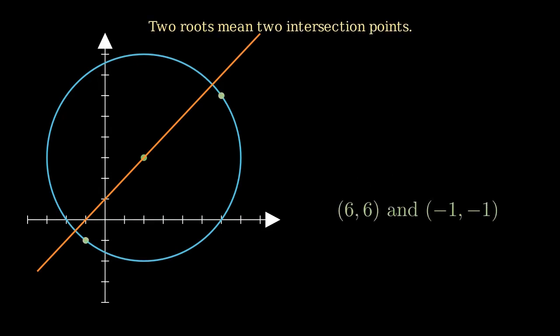Factorizing gives (x minus 6) times (x plus 1) equals 0, so x equals 6 or x equals -1. Since y equals x, the two intersection points are (6, 6) and (-1, -1). Two distinct solutions means two distinct intersections with the circle. One solution would mean the line just touches the circle, and we'd call it a tangent instead.